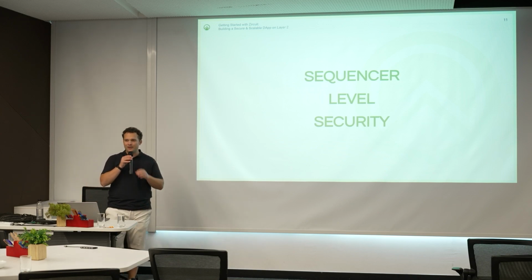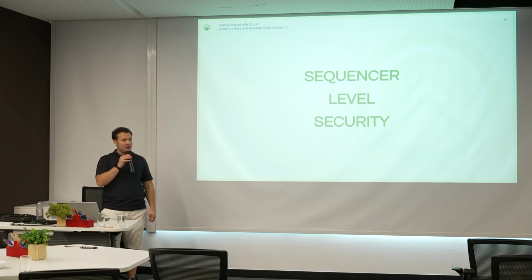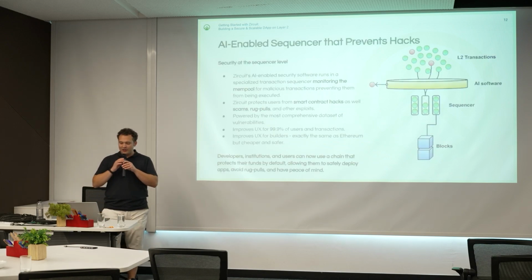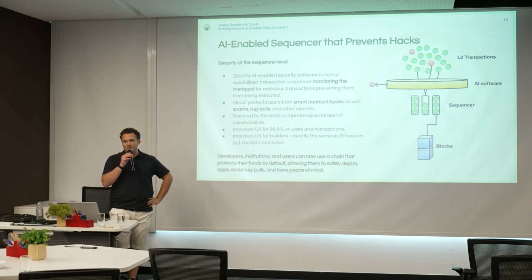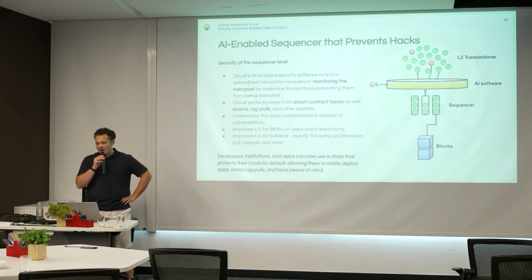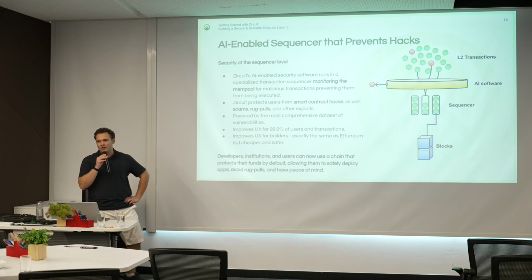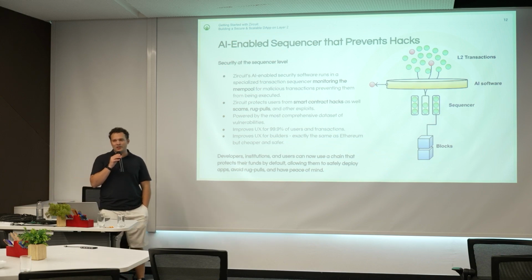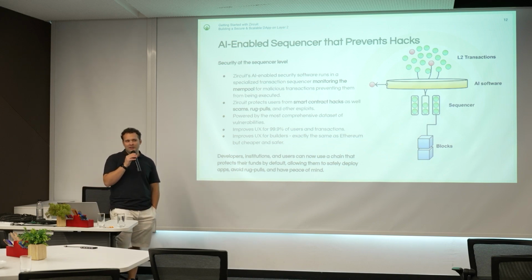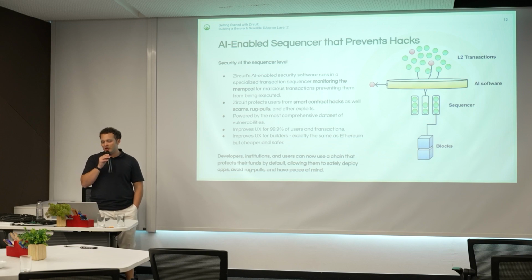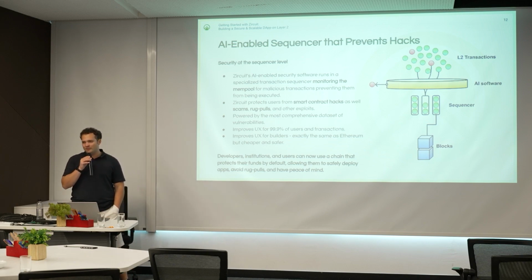We introduced this new feature, this new tool called sequencer level security. How does it work? It's an oracle connected to the sequencer. It's literally an AI-powered server that the sequencer queries every time it receives a transaction from users, from other nodes of the network. And before the transaction is included in the mempool, it is analyzed by this AI-powered tool. And if the analysis leads to a flag that says potential hack, we quarantine the transaction, we don't allow the inclusion in the chain, and we keep the chain secure from this kind of hacks.